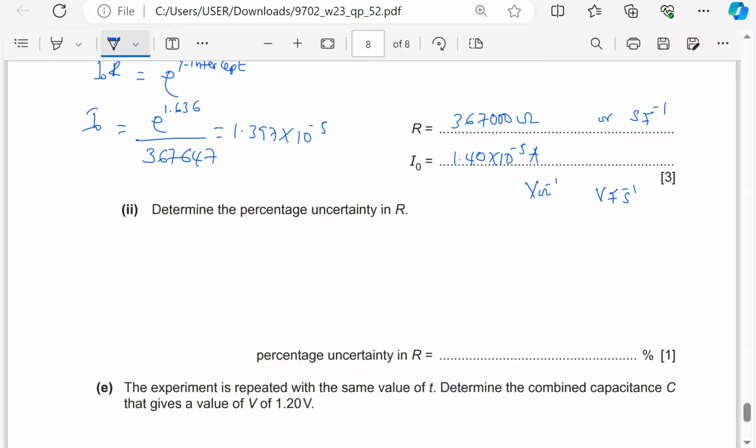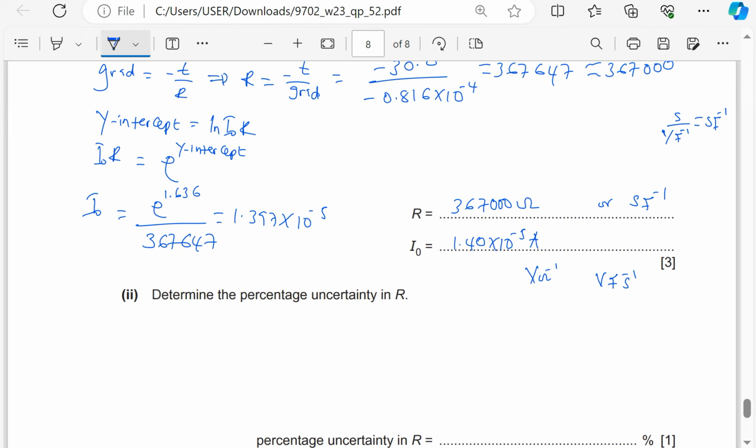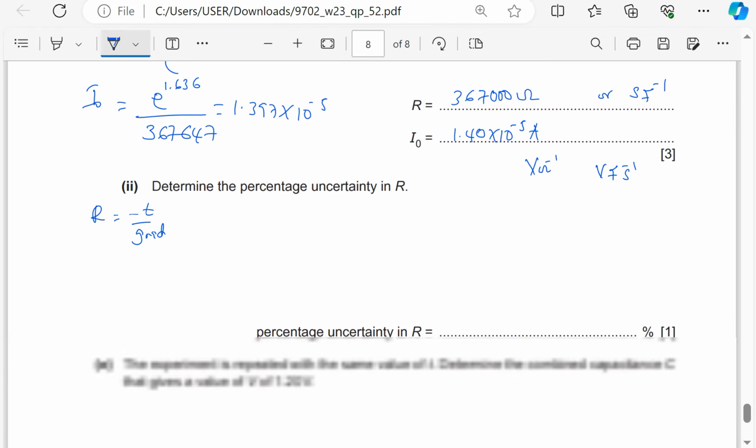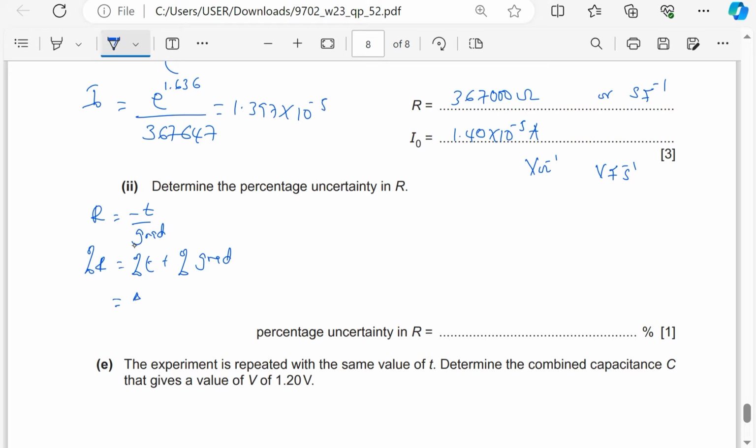And lastly, this paper is still long. Determine the percentage uncertainty in R. So you just look at R. R equals negative T over the gradient. T has an uncertainty, gradient has an uncertainty. So the percentage in R should be the percentage in T plus the percentage in the gradient, which is simply absolute in T over T plus absolute in the gradient, divide by the gradient, then we multiply this by 100 to get a percentage.